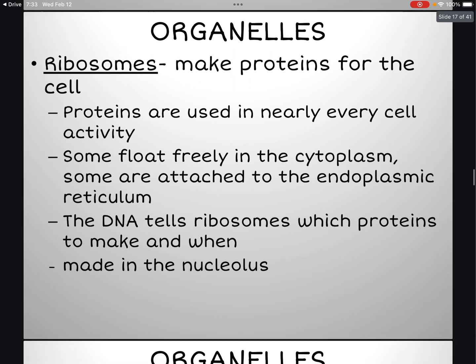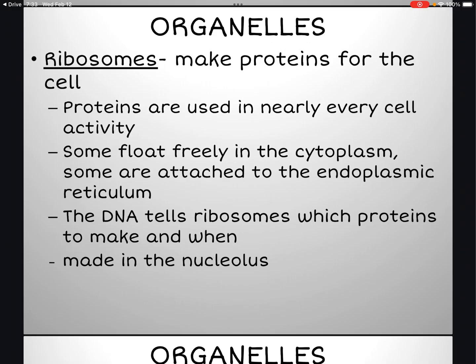Moving on, another important organelle in cells are the ribosomes. These guys are the workers in the cells. These are the ones that take instructions from the nucleus using the DNA. They create proteins. And proteins are the main product that cells create. Proteins are what get everything done in the cell. Every activity in the cell requires proteins, otherwise it's not going to happen.